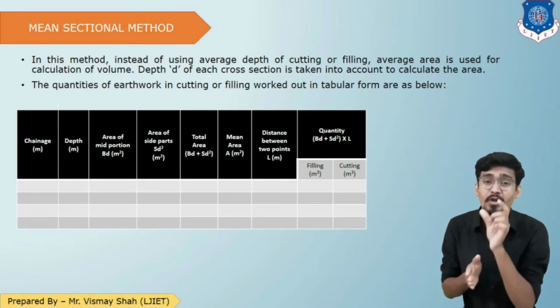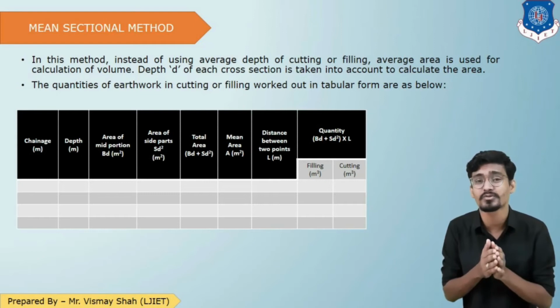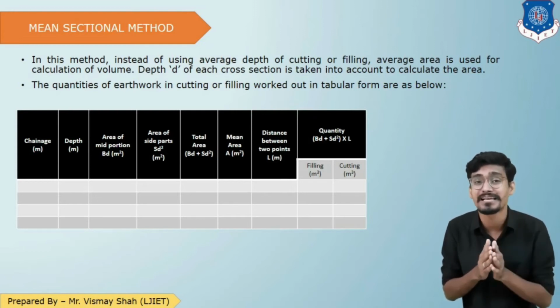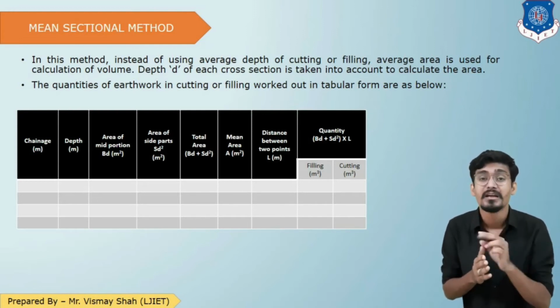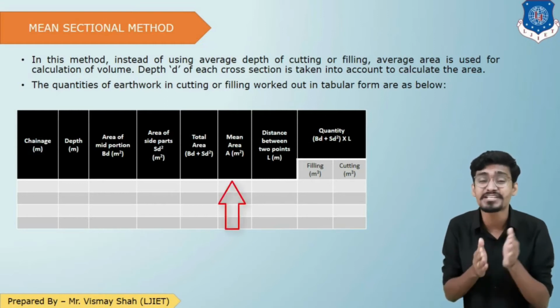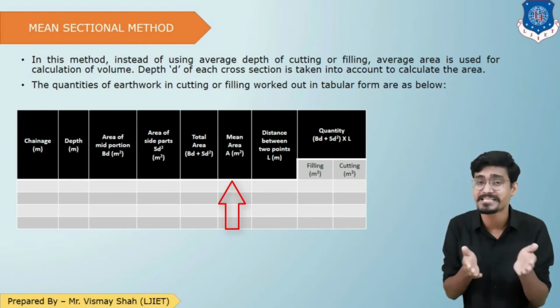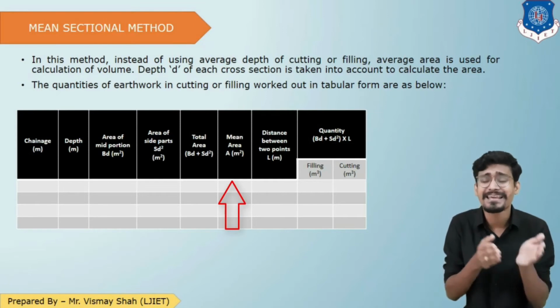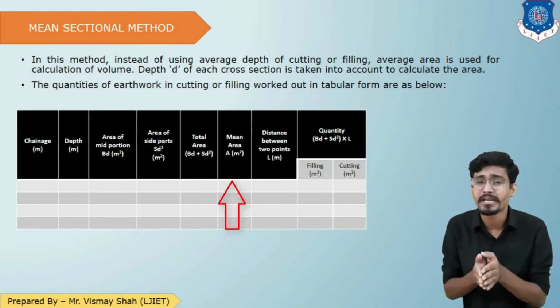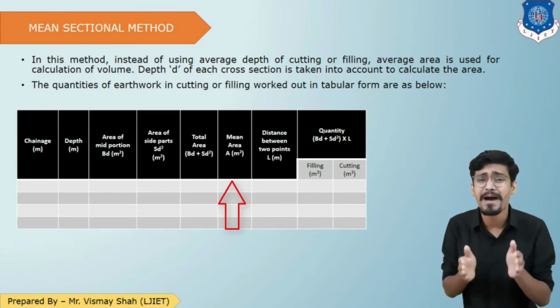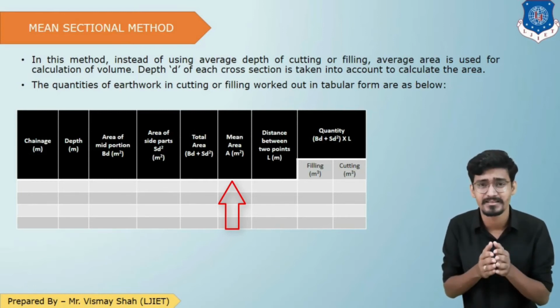Now, the concept of the mean sectional method is that you take the average of two successive areas instead of the successive depths. So, the next column will be the average area. Then you have the area, and the distance between two points will work as your L. Now, if you multiply this area with the length, the quantity will be either in cutting or in filling. So, that is about the mean sectional method.